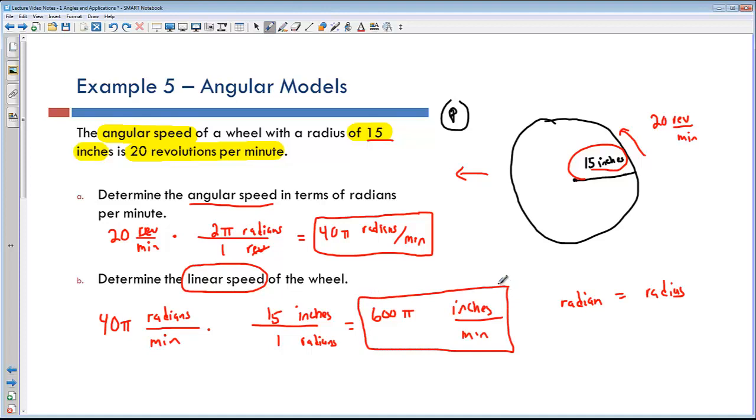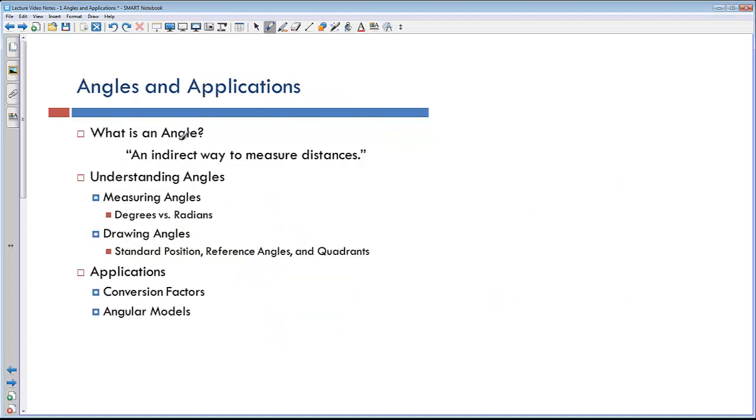So, real quick, to review: what is an angle? Remember, an angle is really sort of an indirect way to measure distances in a sense. Understanding angles, remember there's two ways to measure angles, in degrees and radians. This is similar to the idea there's two ways to measure distance, in the sense there's centimeters and inches, or miles and kilometers. You can draw angles in what we call standard position, find the reference angle, which is the smallest angle it makes with the x-axis, and of course there's four quadrants, so you can say what quadrant it is in.